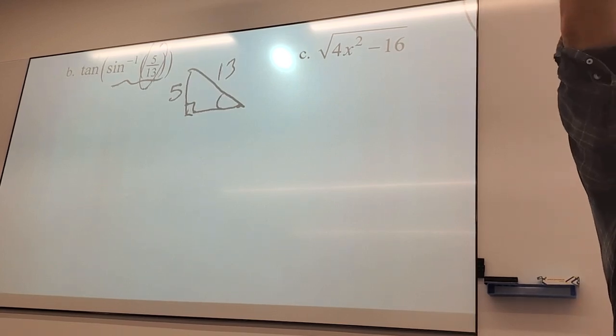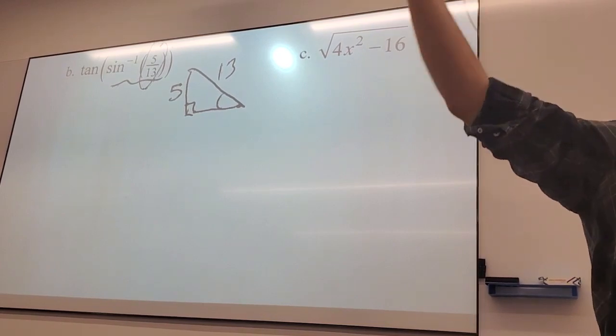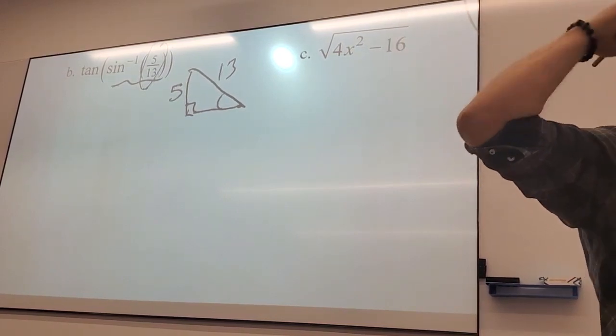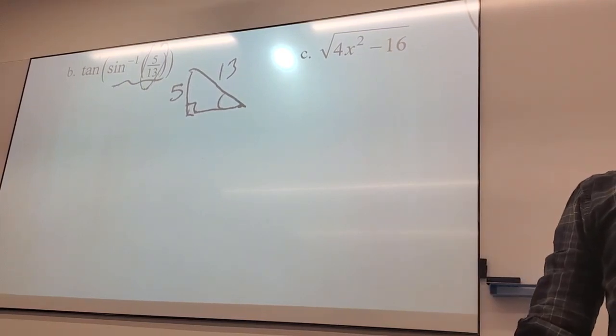Real quick, you guys know the 5 something 13 triangle? Yes. 5 what 13? 12. So I don't have to do Pythagorean, right? Old Greek dude that stole all this work from his followers. So tangent would be what?